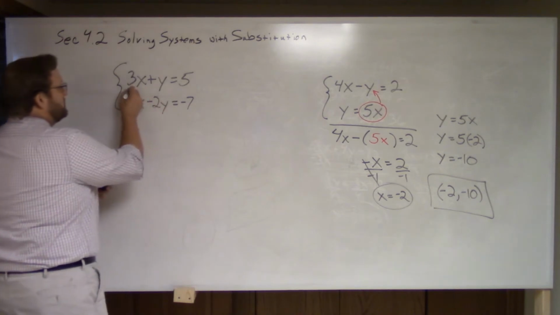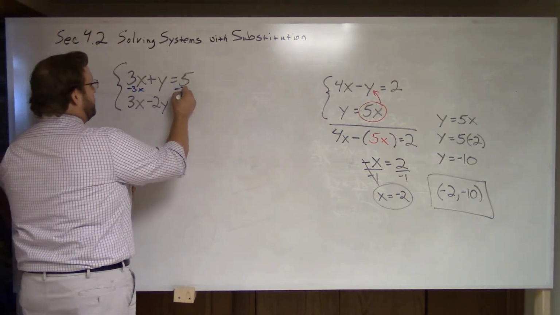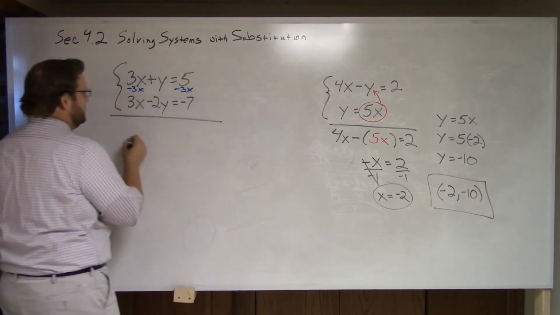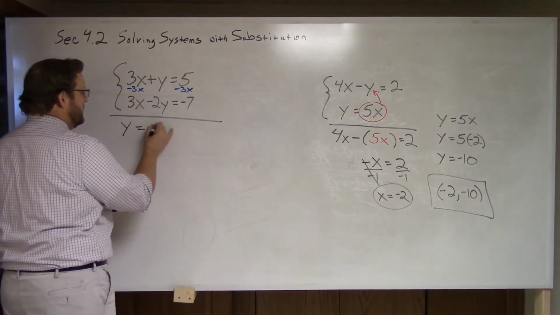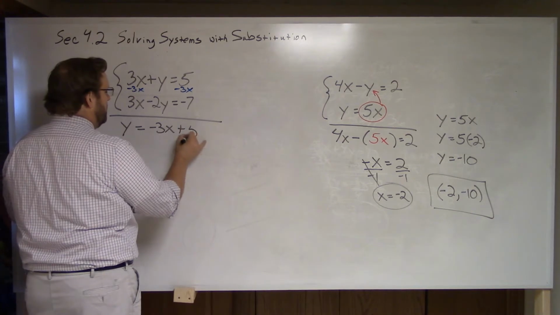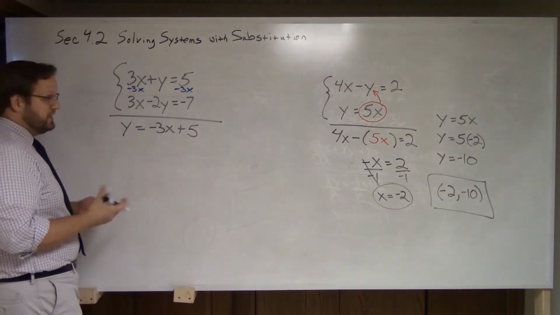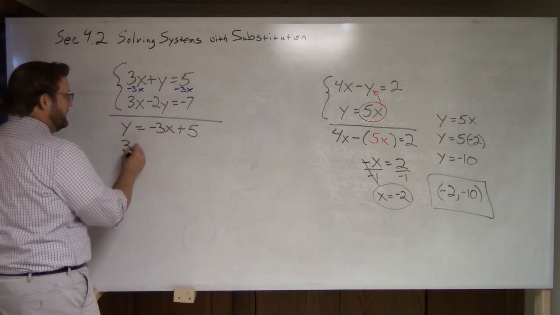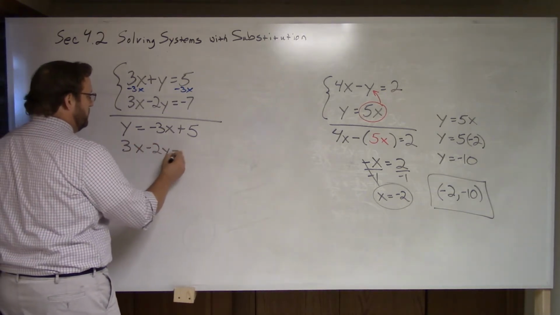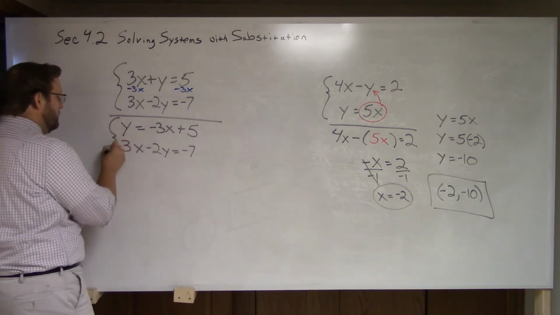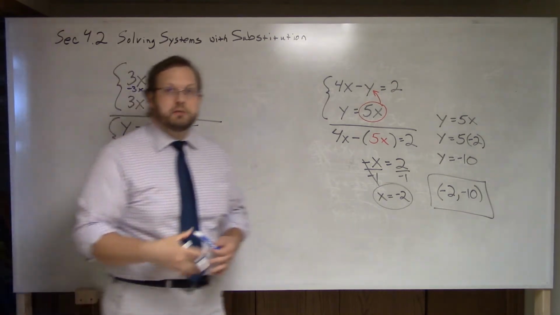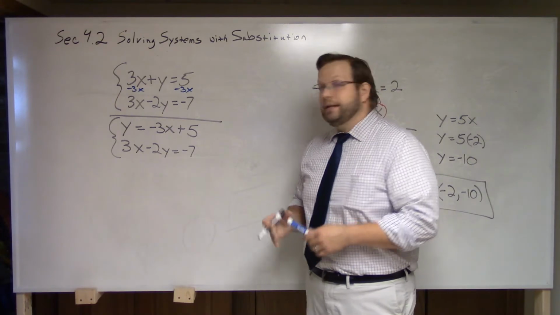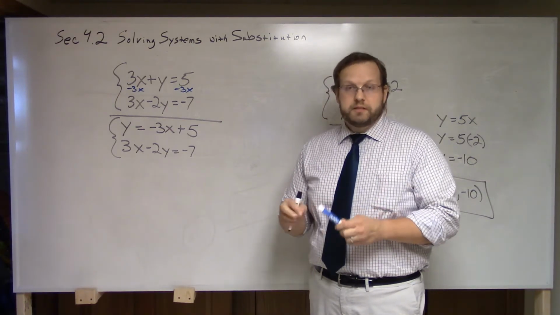So when I'm solving that, I'm going to subtract 3x, subtract 3x. So my new first equation is y equals negative 3x plus 5. It's the same equation, just rearranged. And now the second equation I'm going to bring down. And here is a new system. It's the same system, but it's written out a little differently. Now I'm good to go with my substitution.